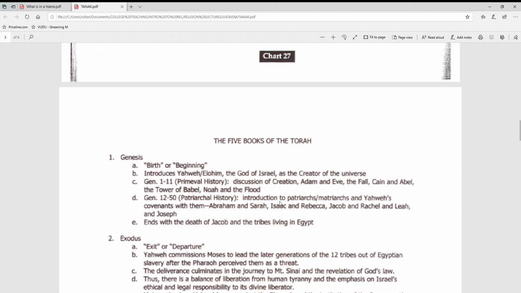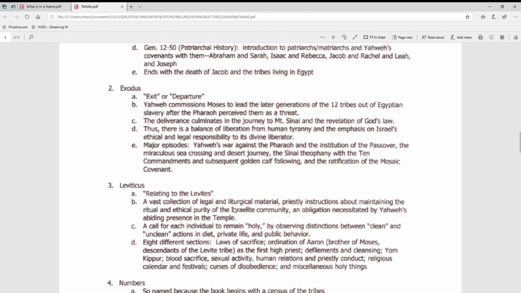Genesis had that Abrahamic covenant. This land will be for you and for yours forever. Your descendants will be as numerous as the sands of the sea and the stars of the sky.